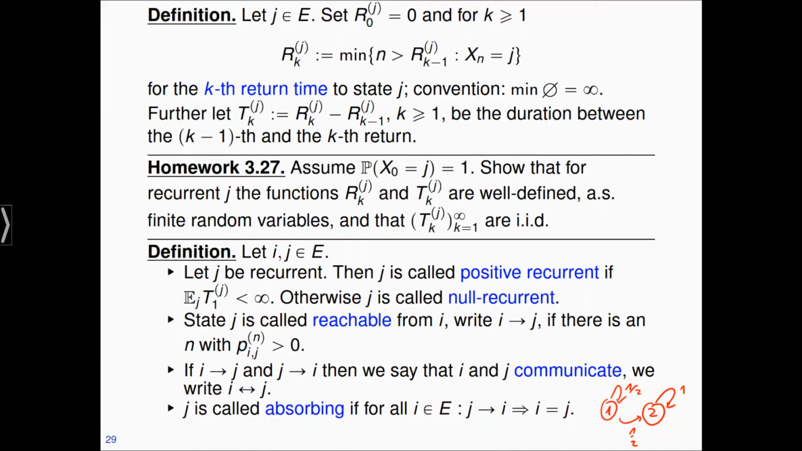The last term I want to define here is when a state is called absorbing, and the formal definition is as follows. For any I that can be reached from J, I has to be equal to J. So the only place I can reach from J is J itself. So think of this example here. The state 2 here, if I'm there, if I can reach something, then the something must be 2. I cannot go elsewhere.